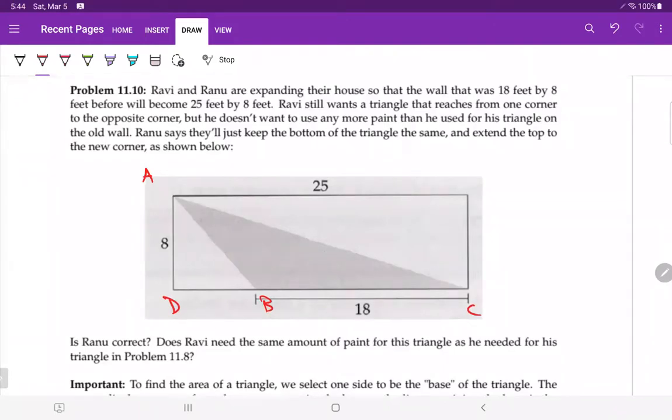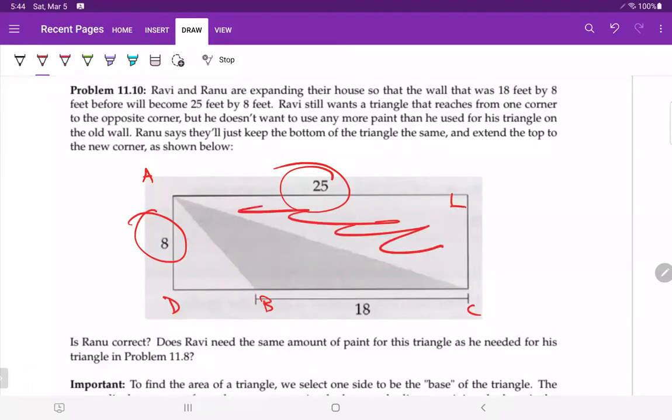It's clear that we have a big rectangle and three triangles. Our goal is to find the area of the shaded triangle. We know the area of the rectangle by multiplying 25 times 8. What if we find the area of this triangle and the area of this triangle? Then we have the area of the big rectangle, and we subtract these two areas to get this one. So this is the plan.